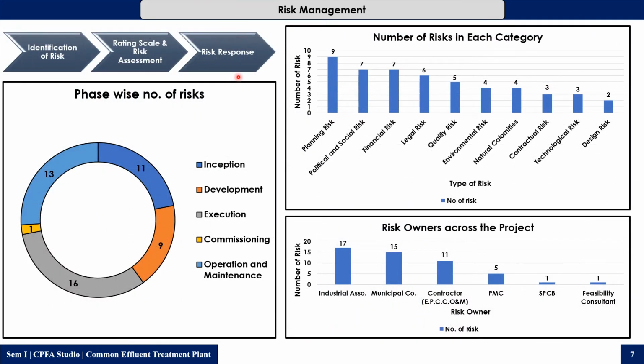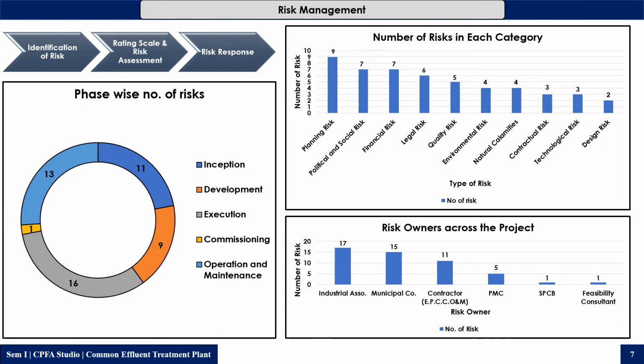Next analysis is risk analysis. For risk analysis, we have identified the risk, then we have rated the risk. We have rated this risk by the industrial experts and the on-field experts. Then we have decided the risk response to the identified risk. The graph on left shows the number of risks involved in each phase of the construction of the project and the operation and maintenance period of the project.